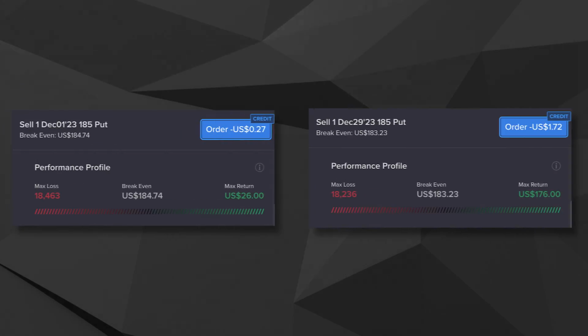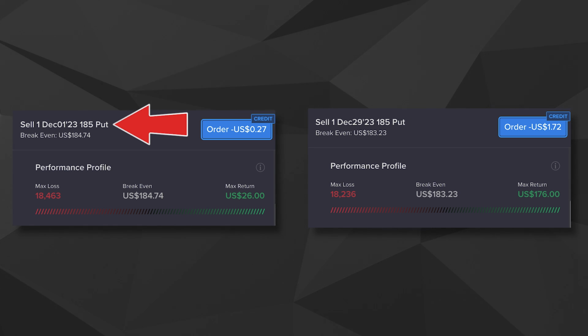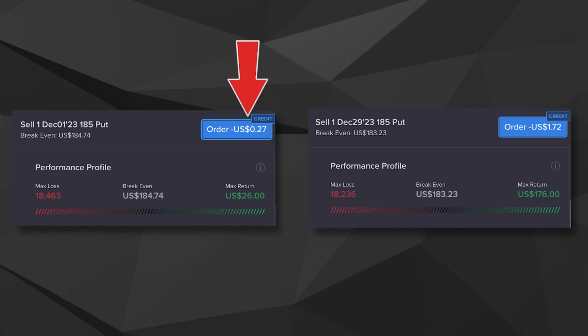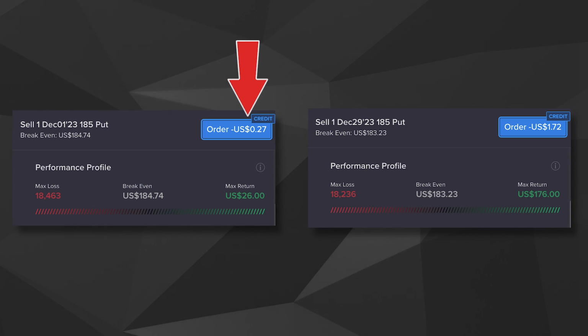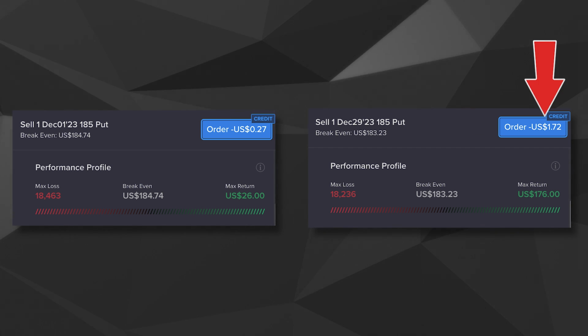Here, I have two options that have a strike price of $185. The option on the left expires in a week and it has a premium of 27 cents, whereas the option on the right expires in a month. You can see that the premium is a lot higher at $1.72. This is also the reason why it is better to sell options that are further out in time, because the further out you go, the more extrinsic value that you get to earn.